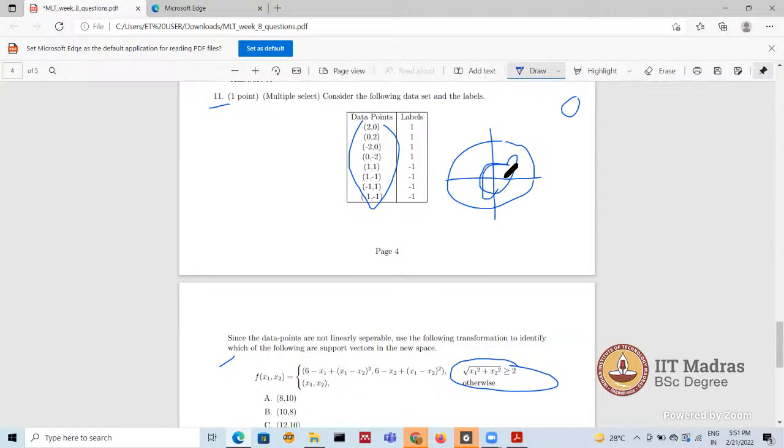Or another easier trick could have been, if I have to move these from R2 to R3, the points which are outside the circle should have been given +1, and the points that are within the inner circle should have been given -1 in the z axis. So that also you can very easily separate points.